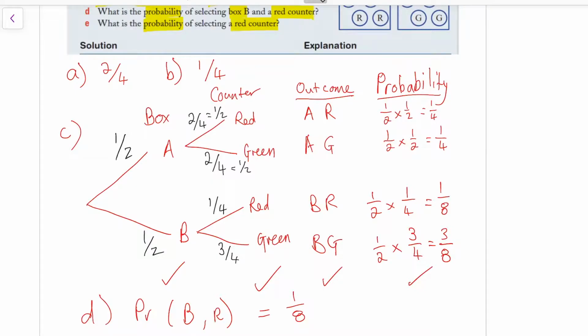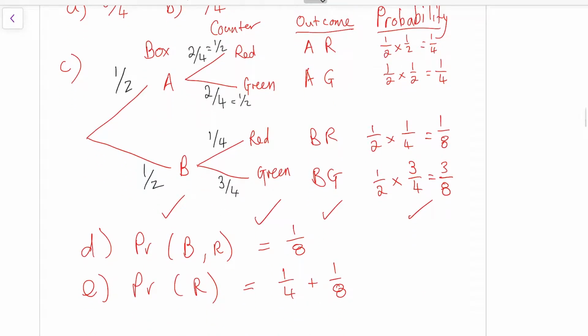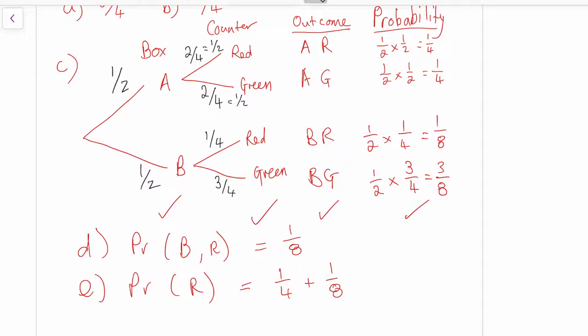Okay, so the probability of me selecting a red counter, it could be from box A or it could be from box B. So the probability of box A red is 1/4 plus the probability of me getting a red counter from box B is 1/8. All right, now I'm stretching your memories. We're now doing adding of fractions.